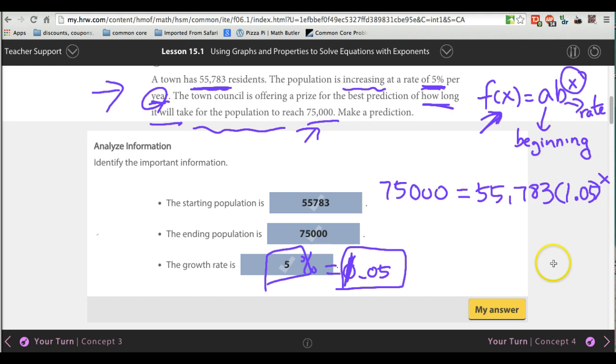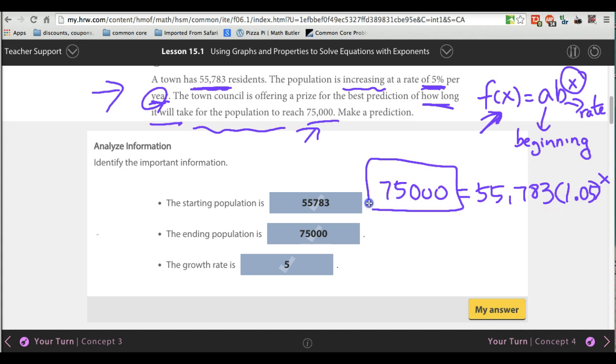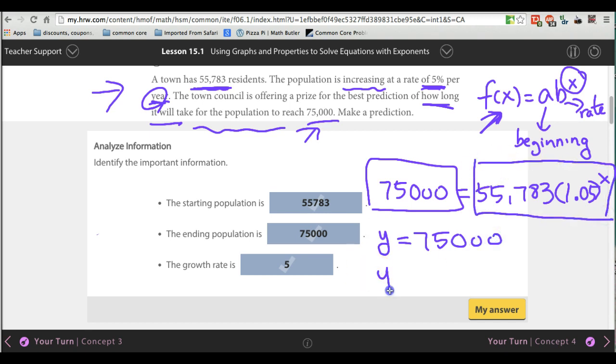You just have to use the Desmos calculator, but that's just going to take a long time for me to explain, okay? So, for you to solve this using a graphing calculator, you have to do two things. You have to separate this into two equations, okay? So for one equation, you're going to say y is equal to 75,000. And then for the other part of the equation, you're going to put this, which is y is equal to 55,783 times 1.05 raised to the x power.